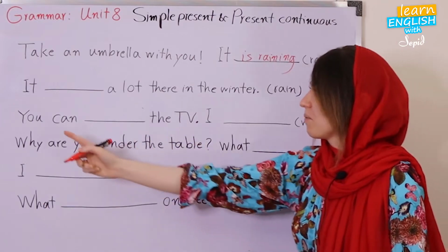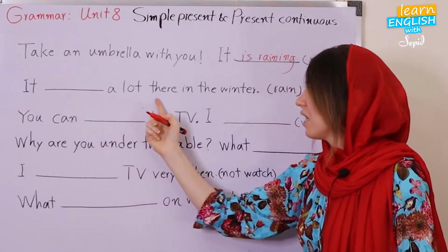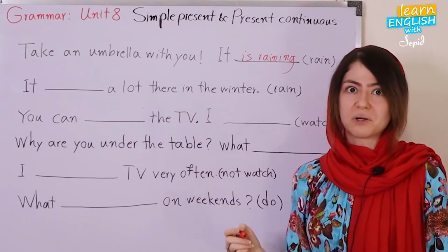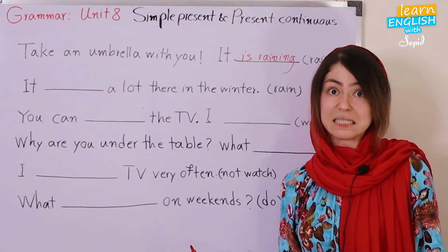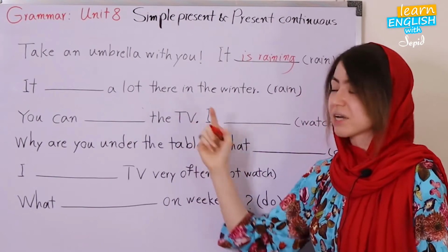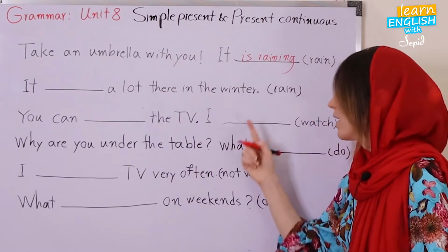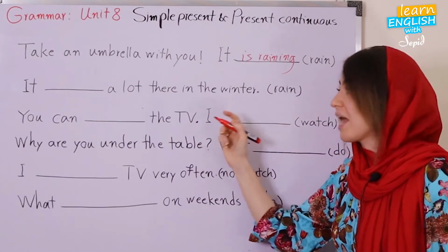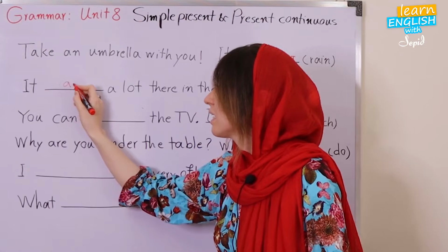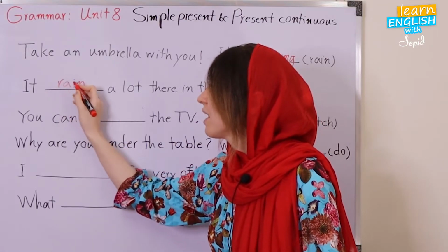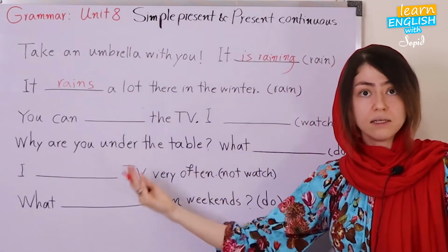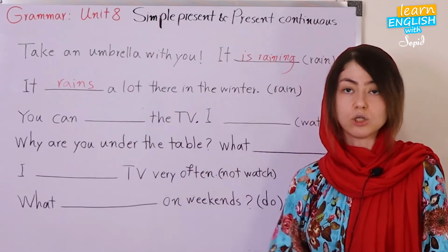That's it. So, it rains a lot in the winter. It means it's a kind of general situation, okay? So it rains. It means it's the matter of habit, okay? It rains a lot, generally, usually.